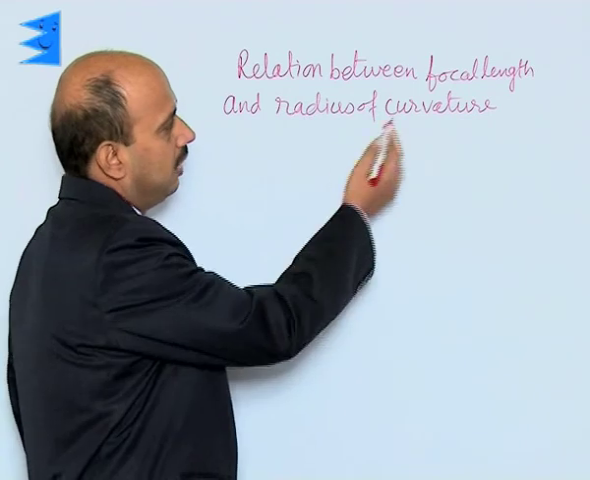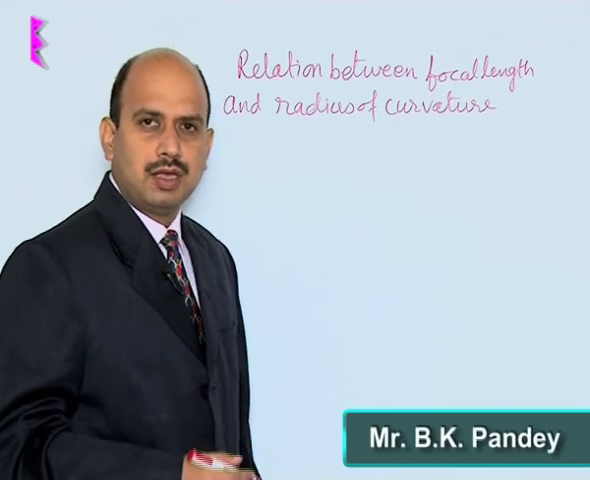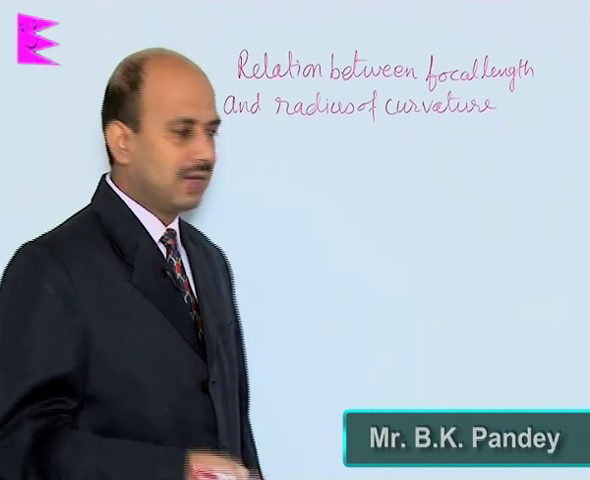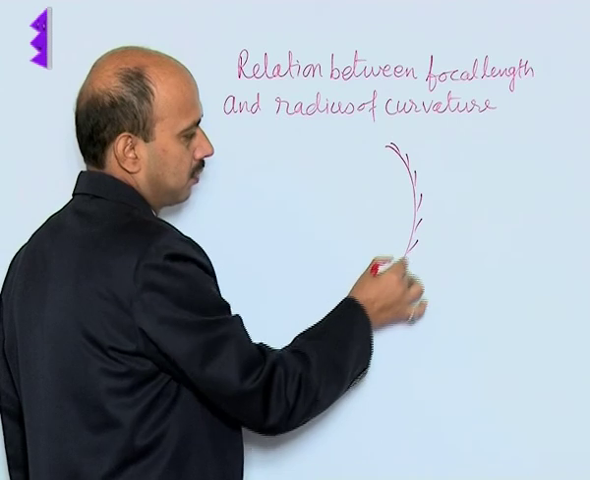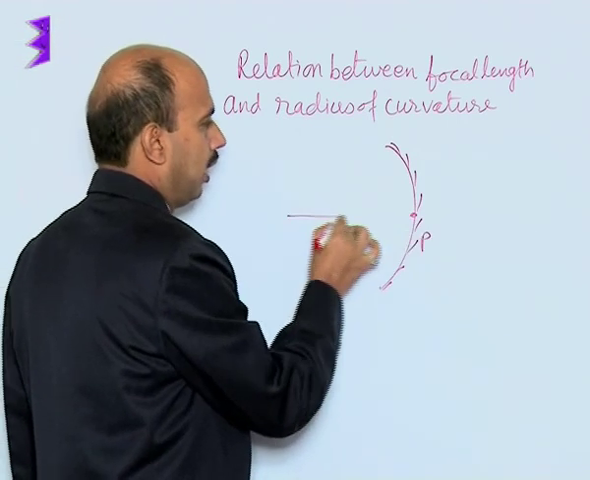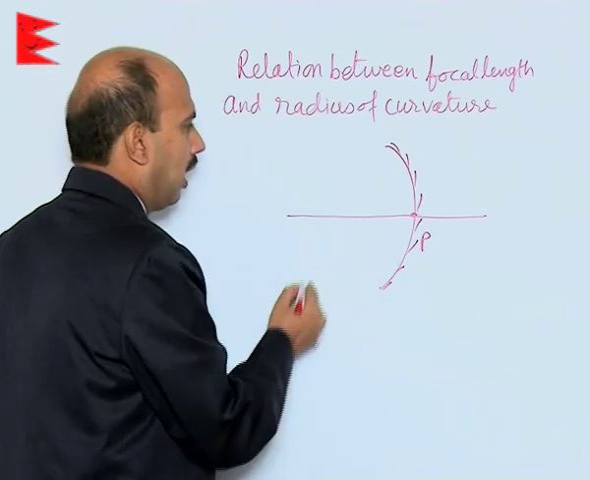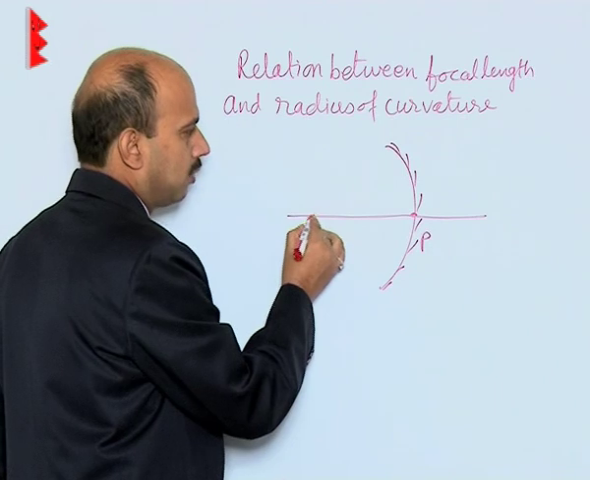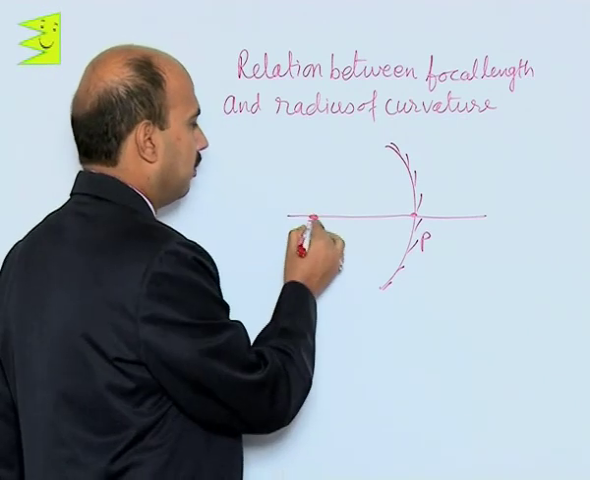Now see here, this is the relation between focal length and radius of curvature of a mirror. That means a spherical mirror may be concave or convex. Suppose you have taken a concave mirror like this, and this point is the pole of the mirror, and this line passing through it is the principal axis. I have taken approximately here somewhere, guessing, this is the center of curvature, that is C.